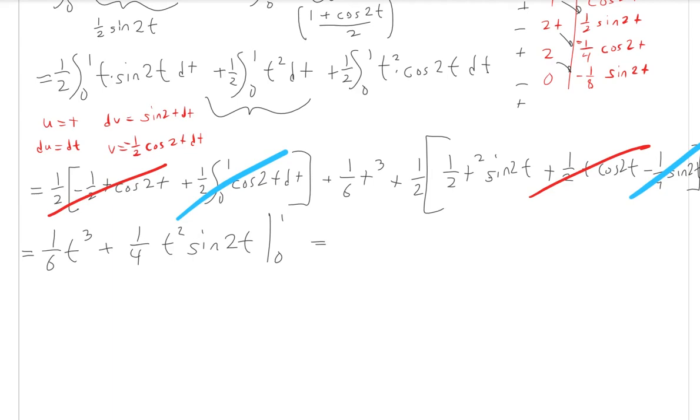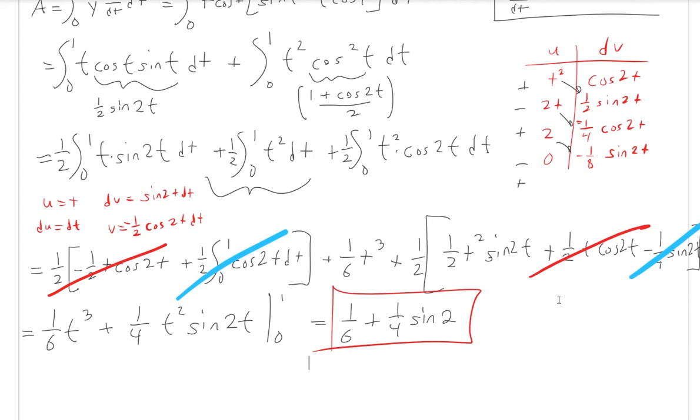0 is irrelevant because they both have t in it, so it's going to cancel itself out. But if I plug in 1, I get 1/6 times 1 is 1/6. Plus 1/4 times 1 is 1/4 times sine of 2t, so that's 1/4 sine of 2. And that's going to be my answer for the area of this curve from 0 to 1 for t. So that's it.